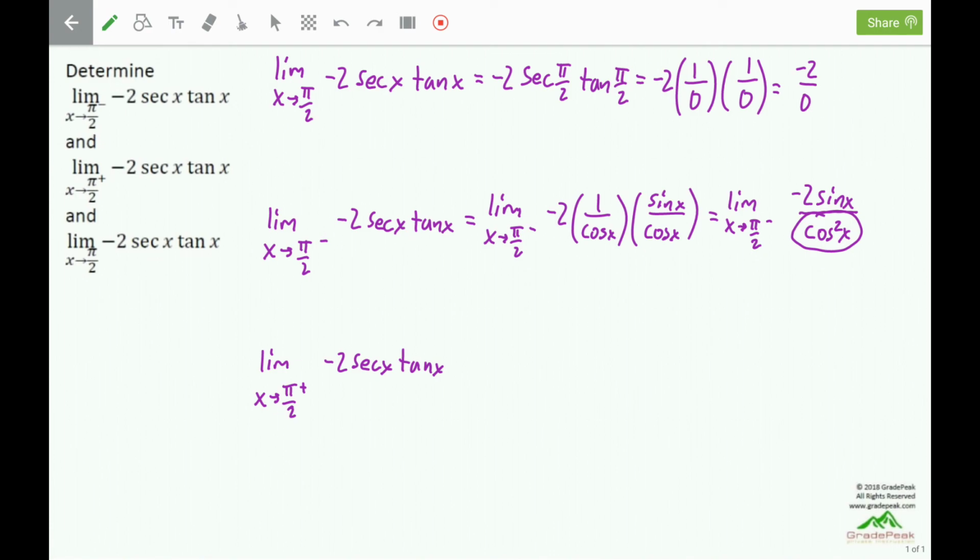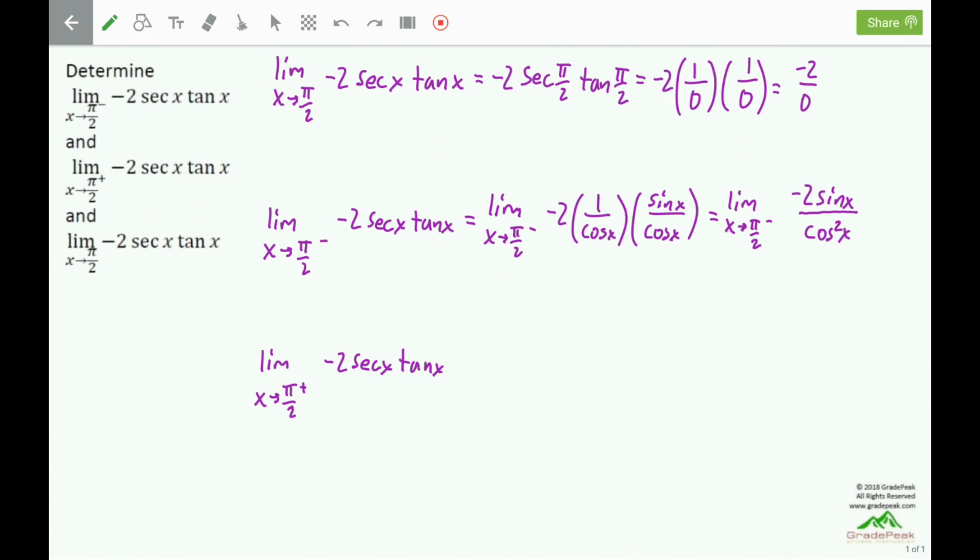X is approaching pi over 2 from the left side here. Left side of pi over 2 is less than pi over 2, but close to it. We'll put it in the first quadrant on the unit circle. The cosine in the first quadrant is positive. However, as it's approaching pi over 2, cosine approaches 0, so therefore the cosine can be replaced with a positive 0.